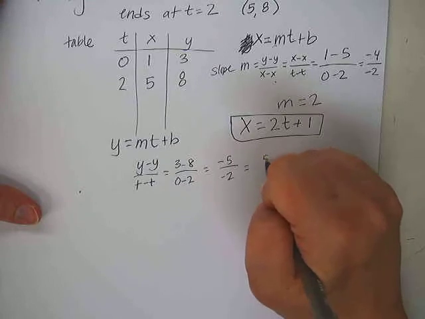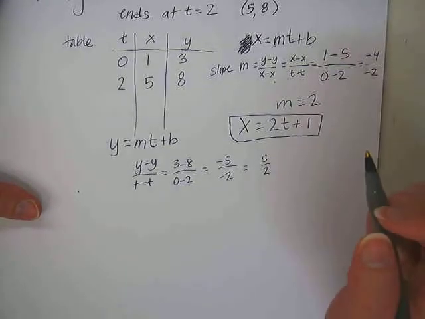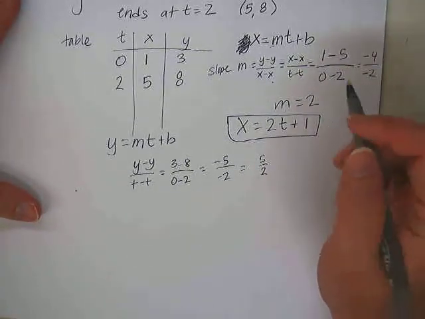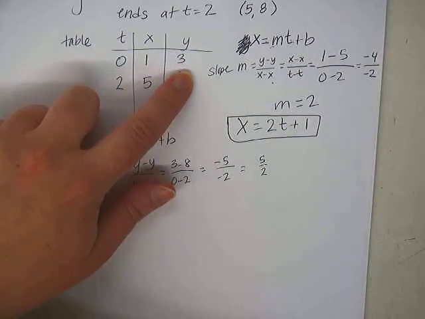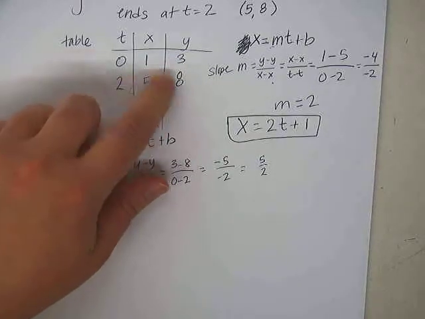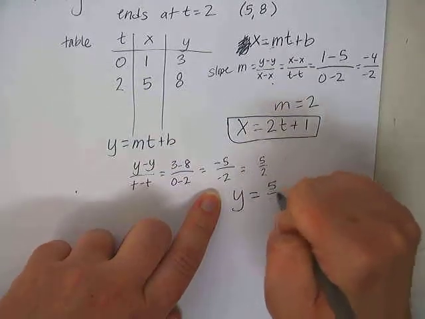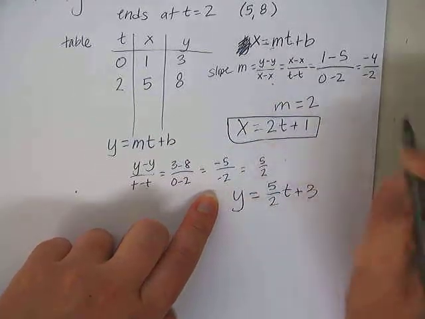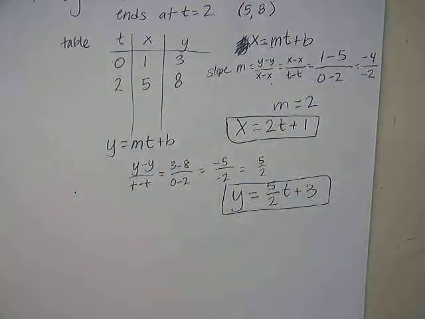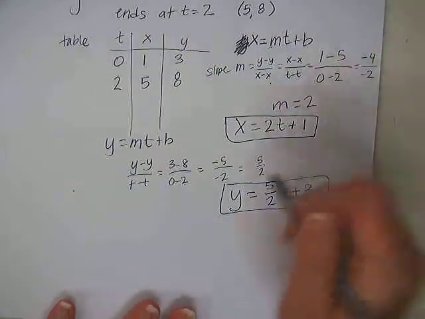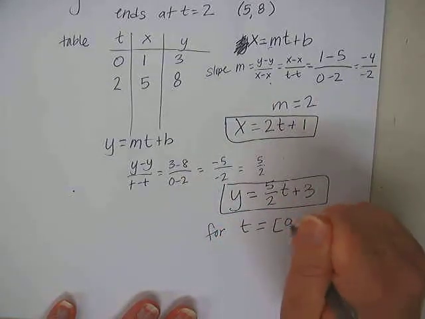Y values are 3 and 8. T values are 0 and 2. Gives us a slope of 5 halves, right? Is that what you guys got? And then the y-intercept is where t equals 0, but we're just looking at the y value. So it's 3. So the y equation in this case is 5 halves t plus starting point 3. So there's our set of parametric equations for this problem.